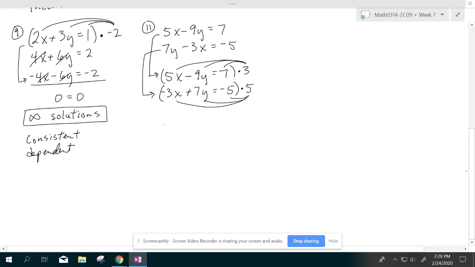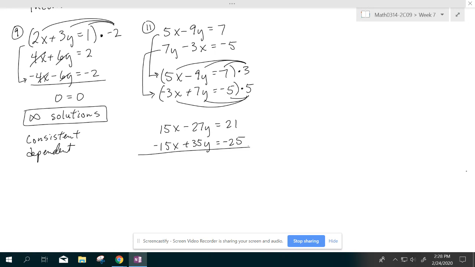Okay, so what is that going to give me? 15x, 27y, 21. Negative 15x plus 35y, negative 25. And so by working on both equations, and because Ariel wanted the x's to cancel, it's up to you. Well, I could have got the y's to cancel too.